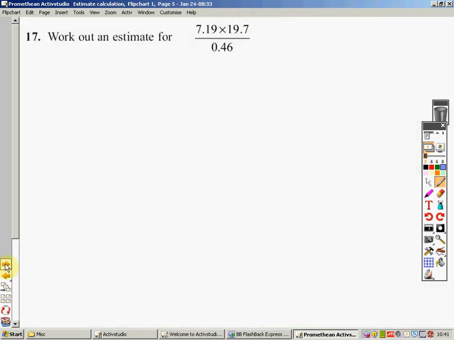Okay, another question for you. This would be a 3-pointer. I'm sure you know why it is now. Press pause. Welcome back. Okay, this one's going to be 7 times by 20 divided by 0.5. If that's as far as you get in an exam, that's 1 mark. Well done. But let's actually try and do it.